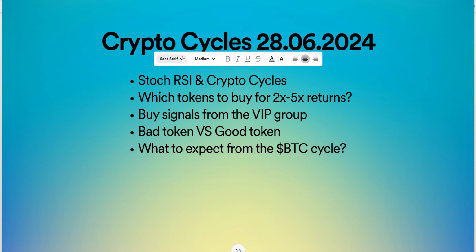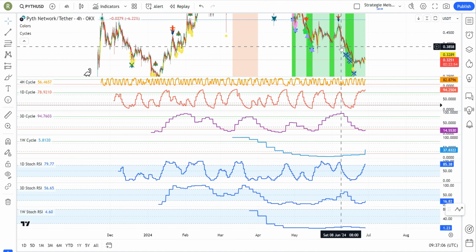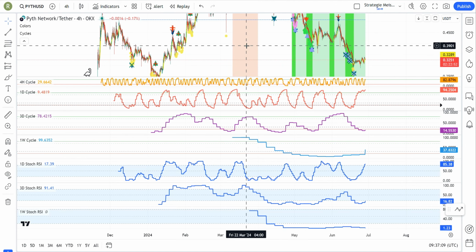We're going to analyze the buy signals from the VIP group. We're quickly going to discuss what bad tokens are and how to actually spot a good token. And if we have time at the end of the video, we're going to talk about what we can expect from the Bitcoin cycle. Coming back to the chart, we would like to see the Stoch RSI indicator and compare it with the cycle indicator.